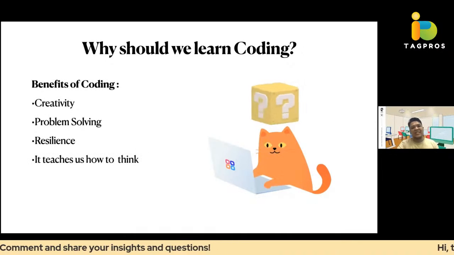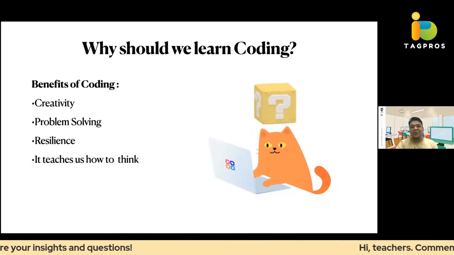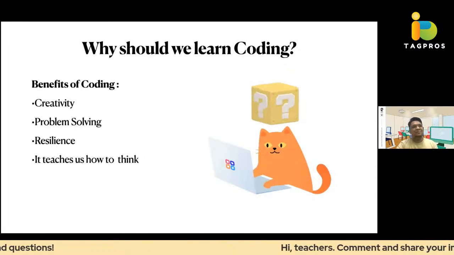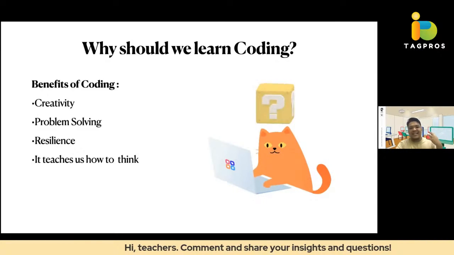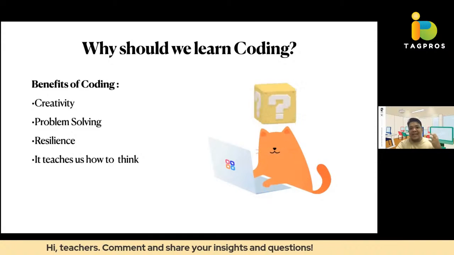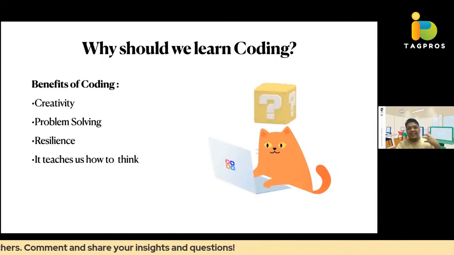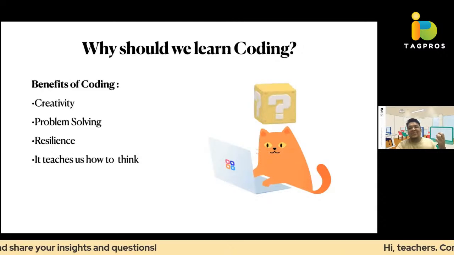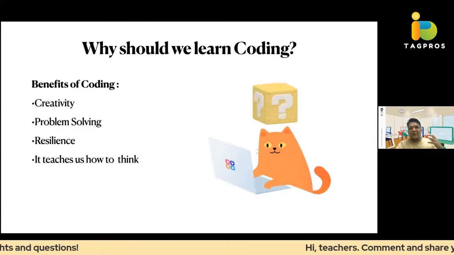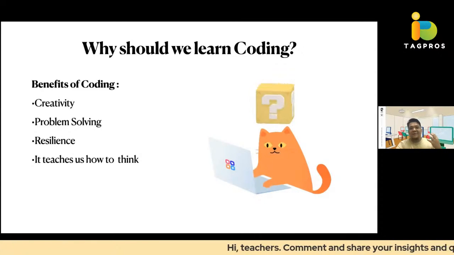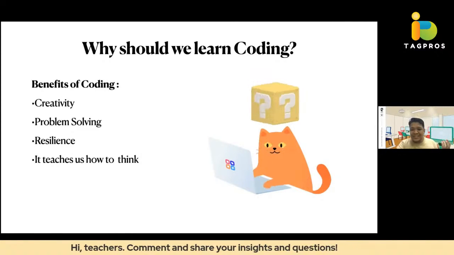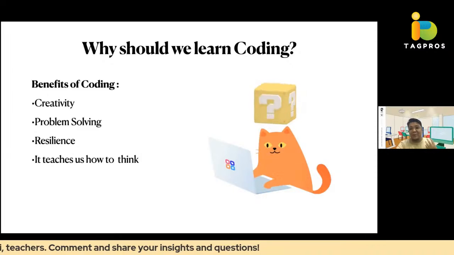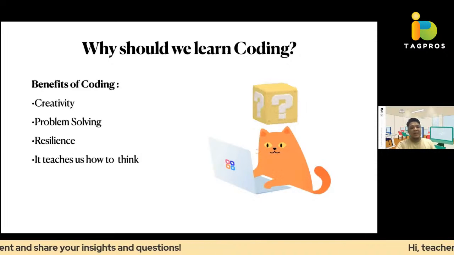Next, it teaches us how to think. So coding is like a bicycle for our brain, for our mind. It practices our mind to think. It helps us and teaches us how to think. So it also improves our brain functions when it comes to thinking, of course, thinking about solutions. As I said earlier, it improves our problem solving skills.